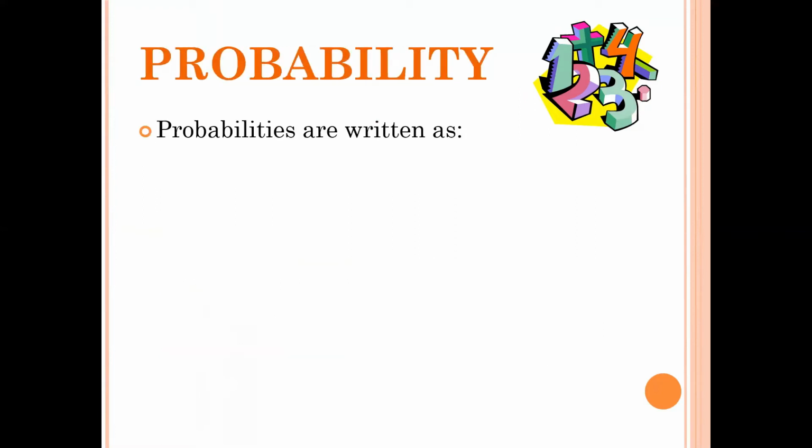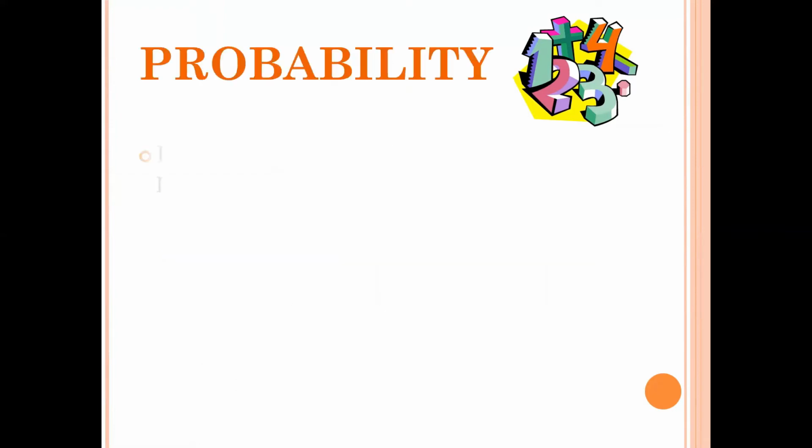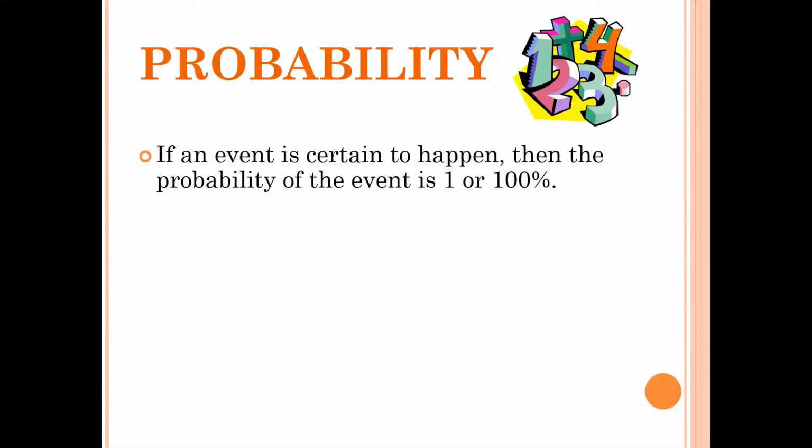Moving on. Probabilities are written in three forms. They can be written as fractions from 0 to 1, or as decimals from 0 to 1, or as percentages from 0% to 100%. If an event is certain to happen, then the probability of the event is 1 or 100%. So that's the way we represent probability.